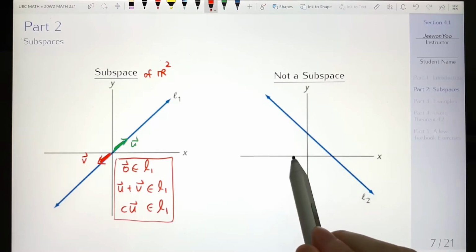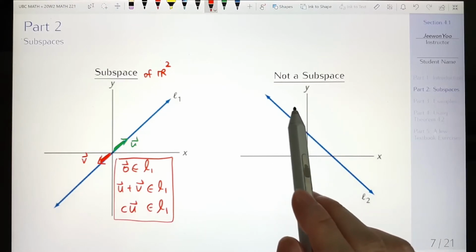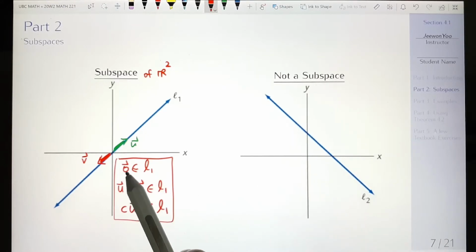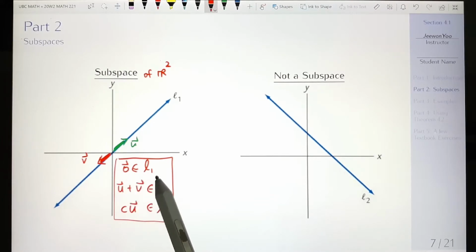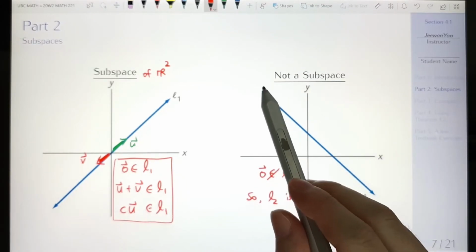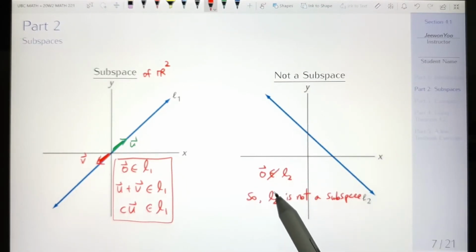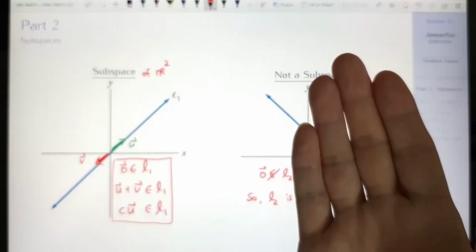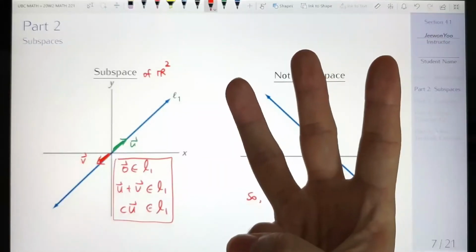Now, this answer is so easy. Why is it not a subspace? The first condition, 0 vector, is not in the set L2. Therefore, this line L2 is not a subspace. We're about to do some examples in part number 3.